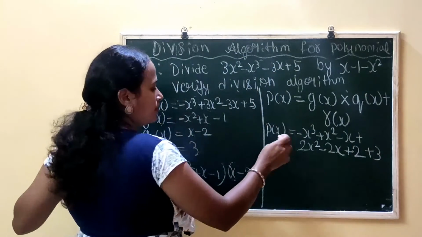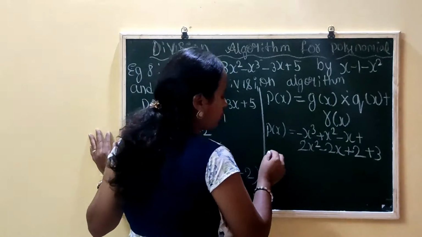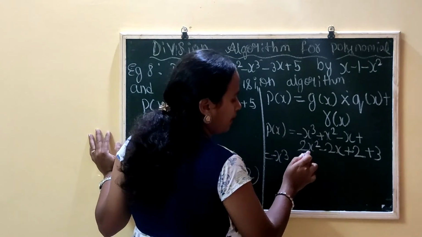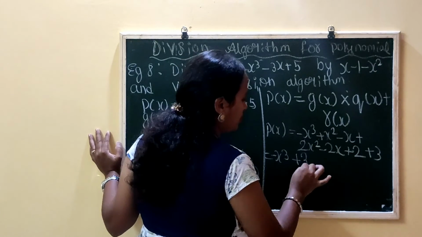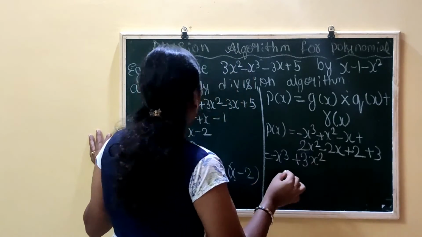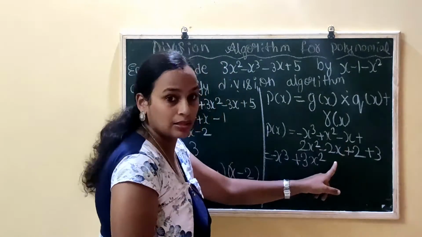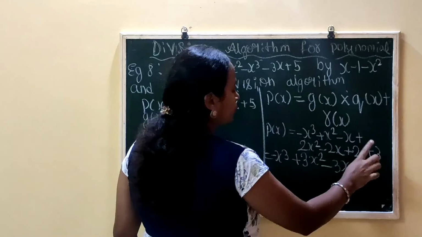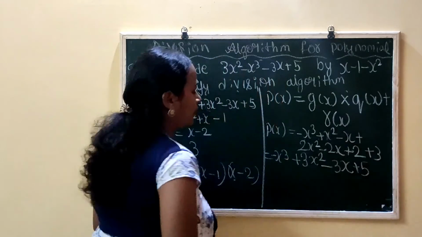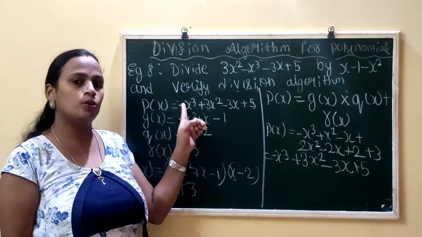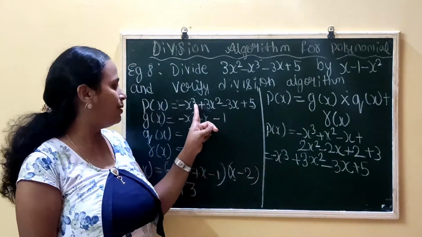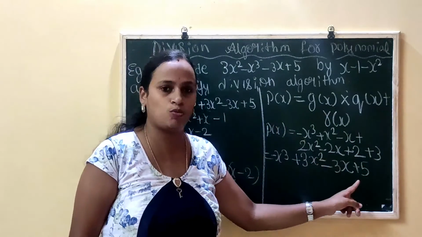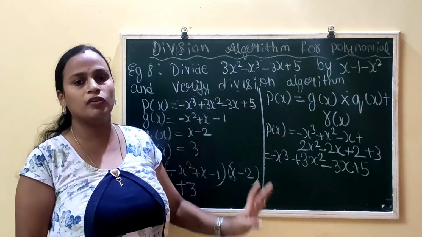Now try to simplify this. You don't have another x cube term, only one x cube term is there, so we'll just retain it as it is: minus x cube. Plus x square plus 2x square will give us plus 3x square, right? Then followed by minus x minus 2x, which is equal to minus 3x. Then plus 2 plus 3 is plus 5, which is equal to P of x, right? See, you can compare: minus x cube plus 3x square minus 3x plus 5. Hence we have verified the division algorithm.